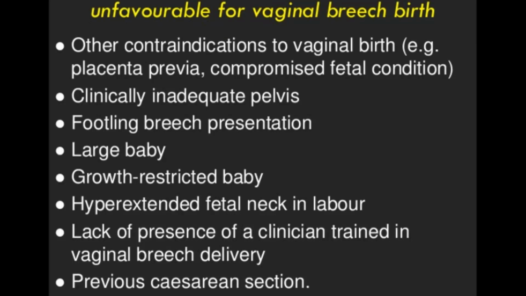The contraindications for vaginal breech birth are placenta previa, compromised fetal condition, inadequate pelvis, footling breech presentation, large baby, growth restricted baby, hyperextended fetal neck in labor. Previous cesarean section should be ruled out.